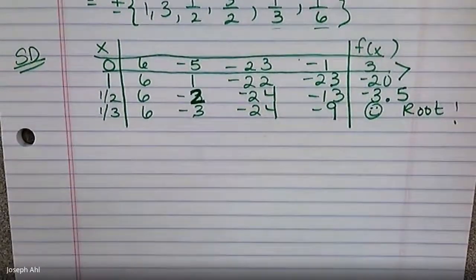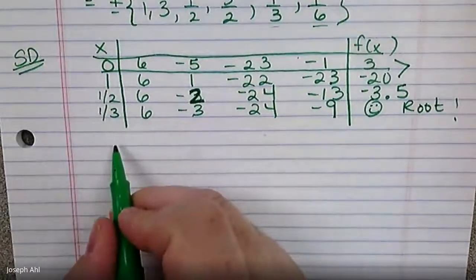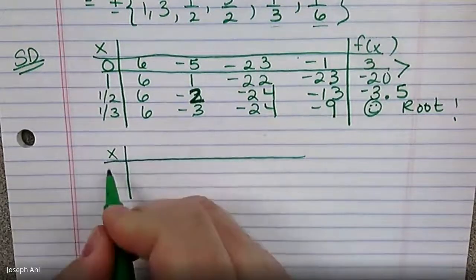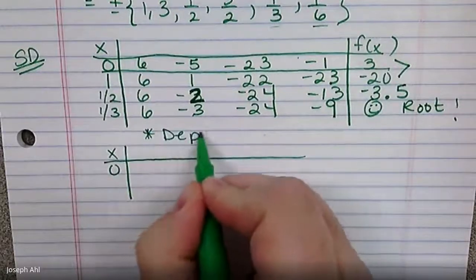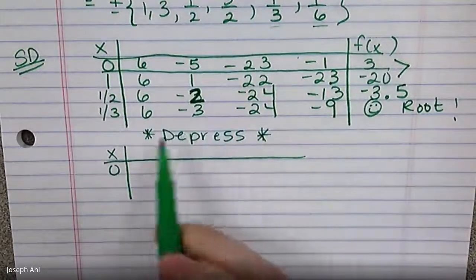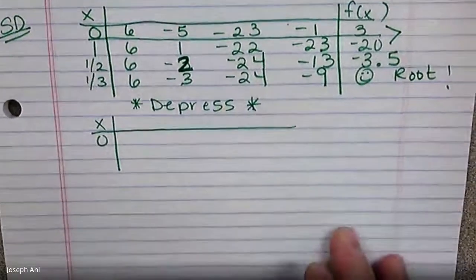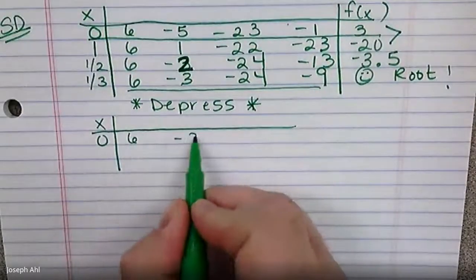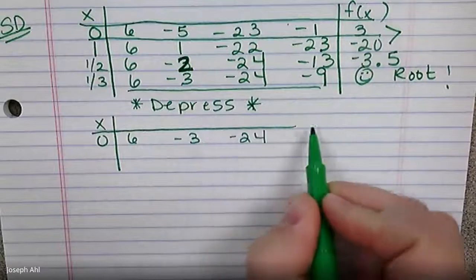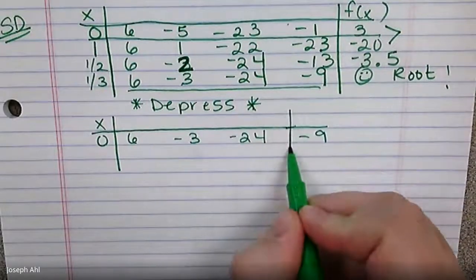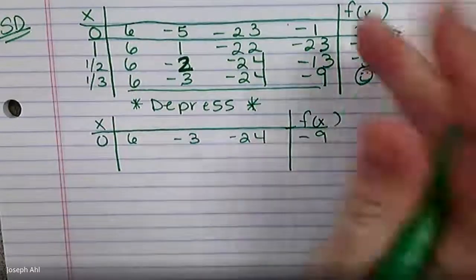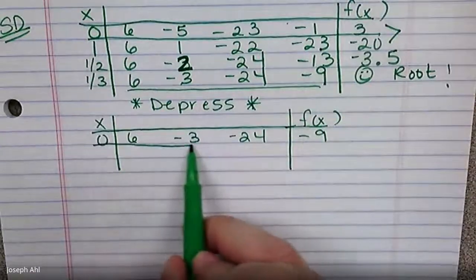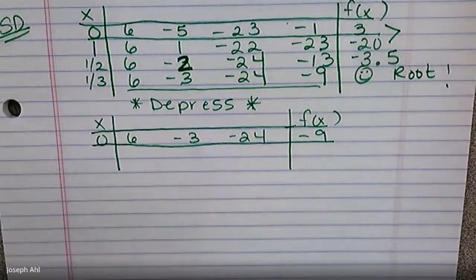Excellent. All right, so now we can move on and do that critical step where we depress the equation. And if you don't do that, you're going to get stuck. You're never going to get down to a quadratic. So it is a really important step. So take these coefficients that represent a cubic polynomial, 6, negative 3, negative 24, and negative 9. One quick note is that sometimes I don't make a whole new chart. Sometimes I just ignore this column and use this as my new testing ground. But I think, to be honest, if you just make a new chart, it's going to make your life that much easier.